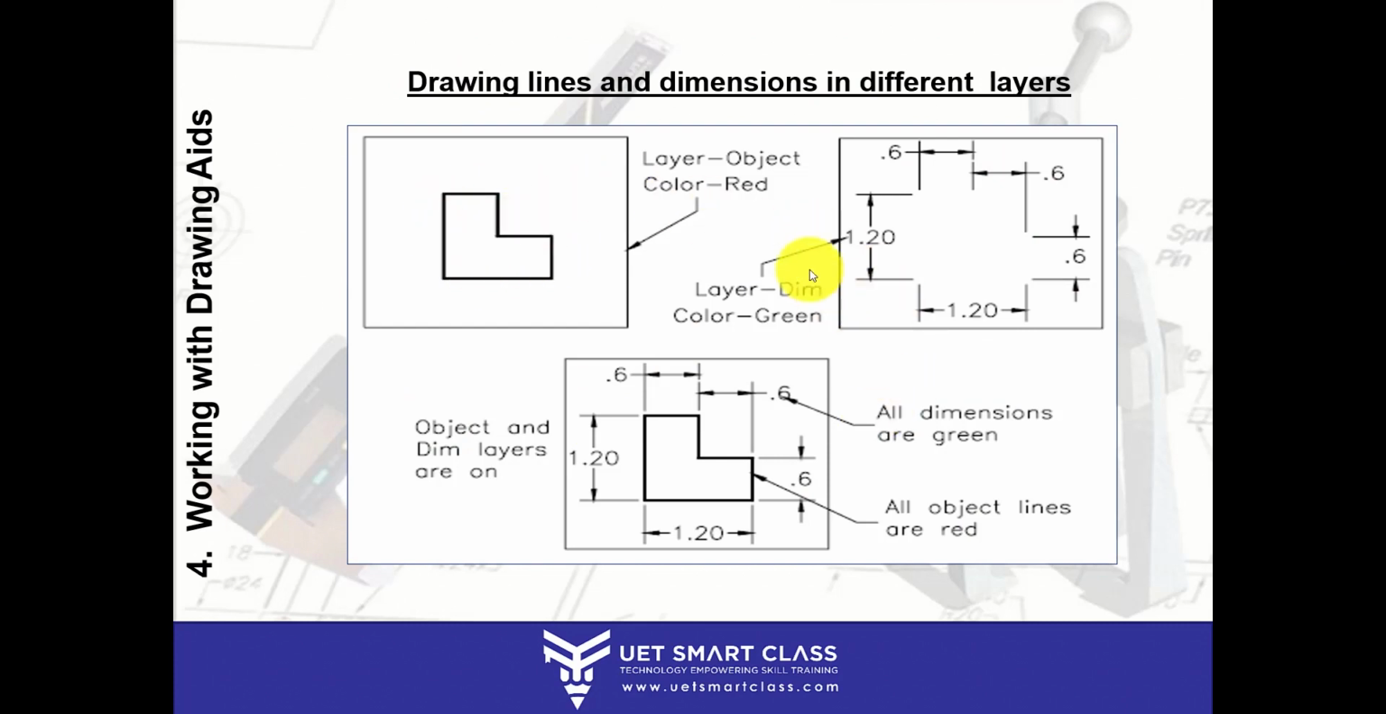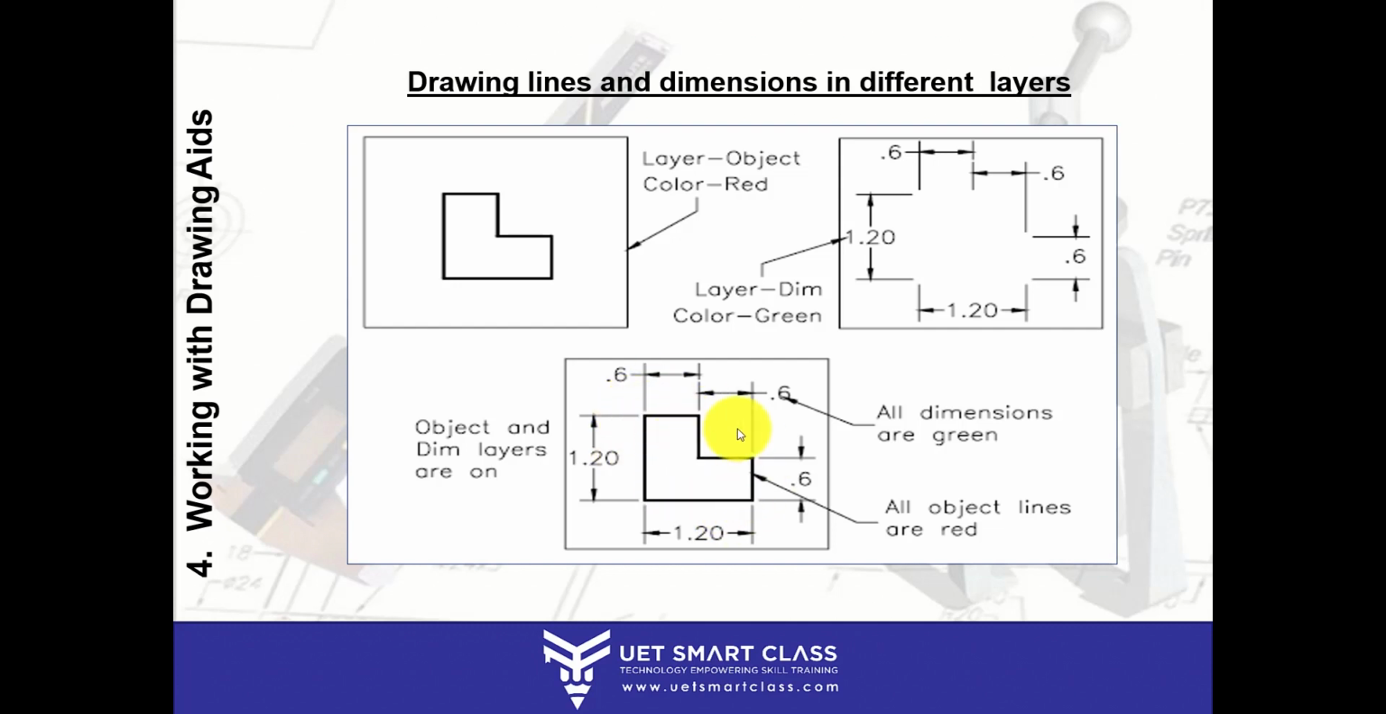Now we have made some layers, like the layer of this object is in red color. Okay, so this line is in red. The dimensions, which specify what the dimensions of this particular object are, are in green. So the first and foremost thing I get to do is separate the colors of my lines and my object to make sure the presentation and representation are such that the other person can read it easily.